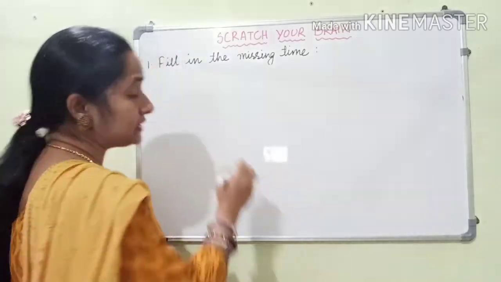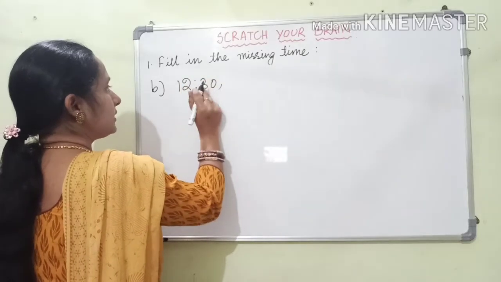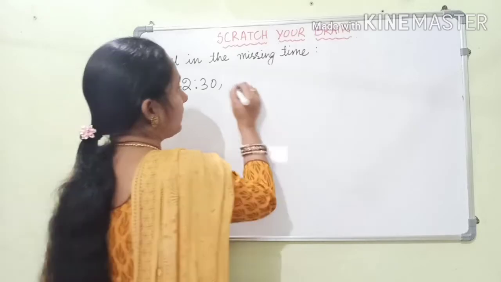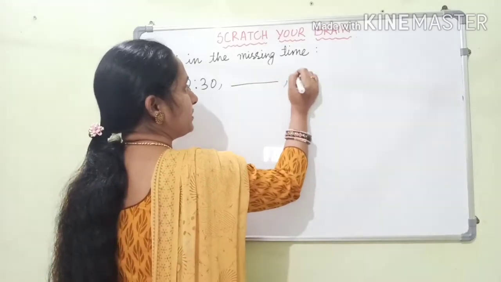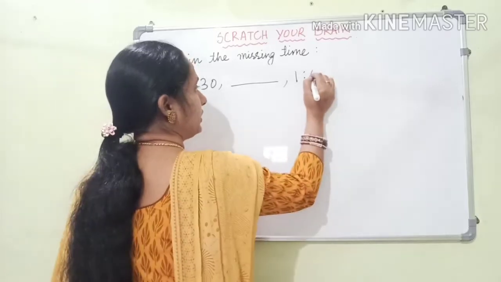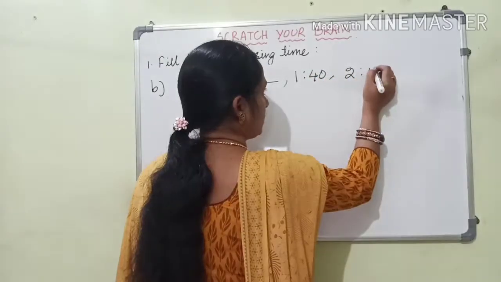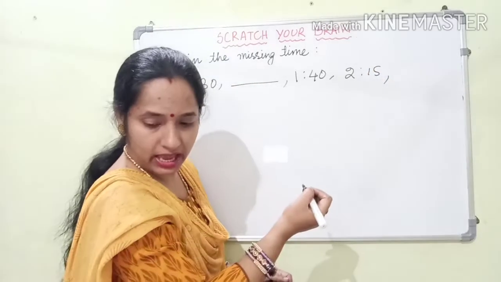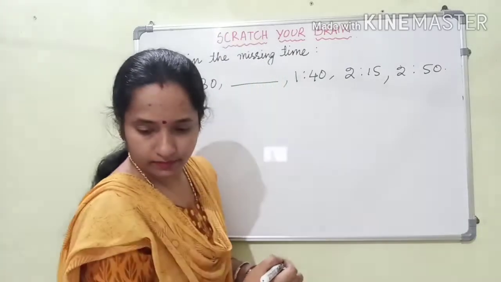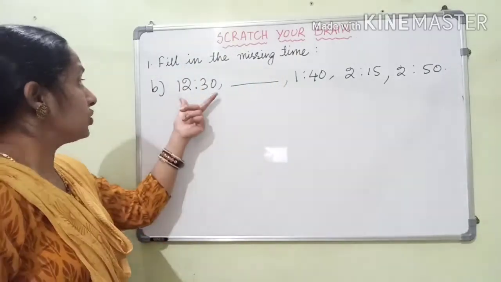The second sum is B, that is 12 hours 30 minutes. Then one missing time is there. Next to it, third term we have 1 hour 40 minutes. Fourth term we have 2 hours 15 minutes. Then we have 2 hours 50 minutes. Clear?